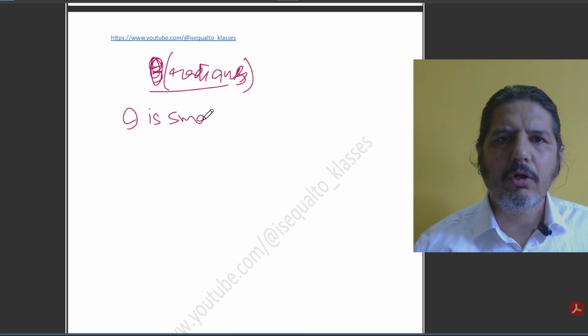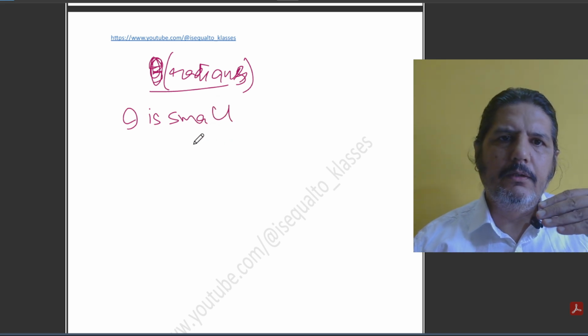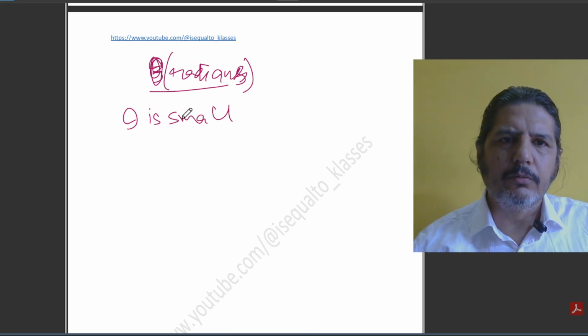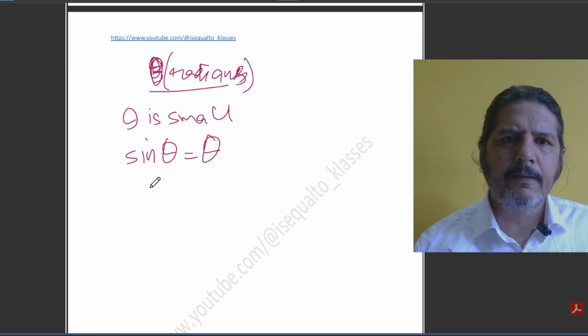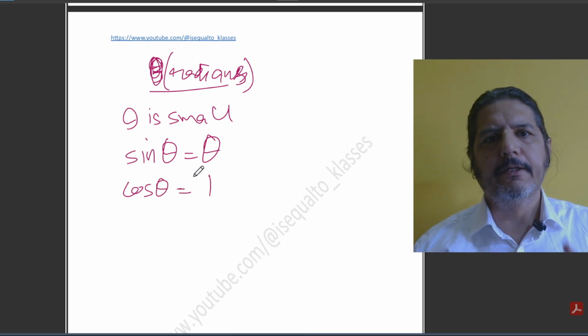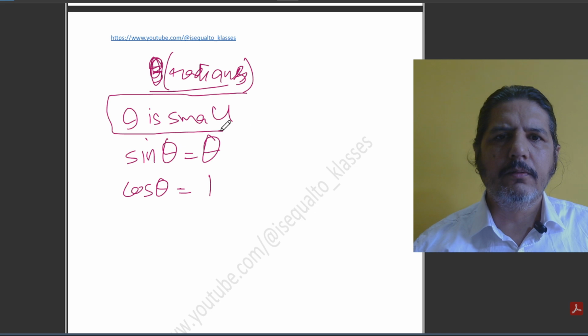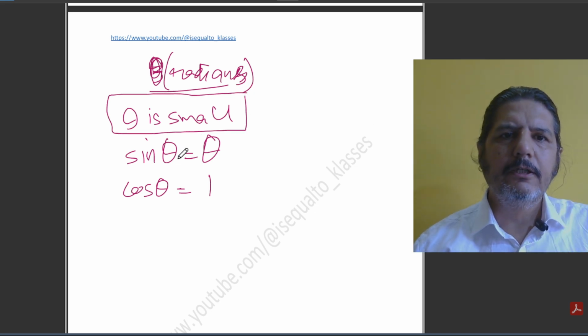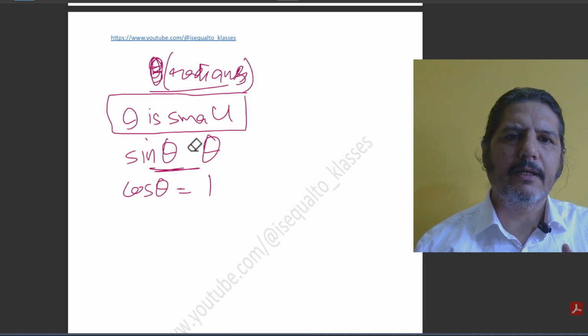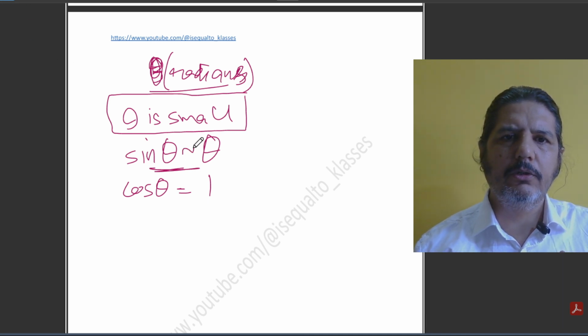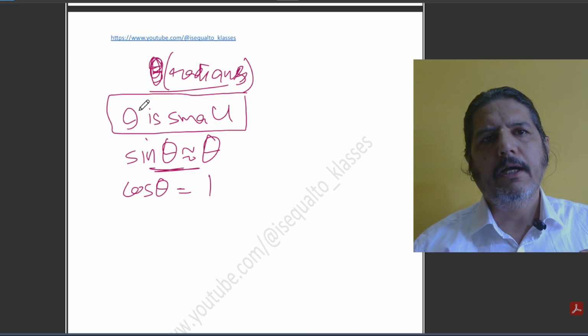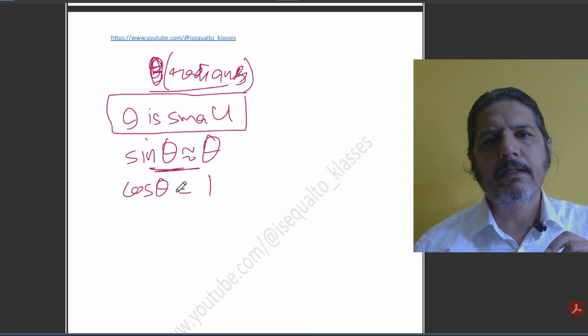Whenever theta is in radians and theta is small, always remember what the question setter is trying to tell you. What he is trying to tell you is that sine theta would be equal to theta and cos theta would be equal to 1. I'll repeat. Whenever theta is small, theta is in radians, sin theta is equal to theta. Actually, I should be putting a sign like this: sin theta is approximately equal to theta, and cos theta is approximately equal to 1.